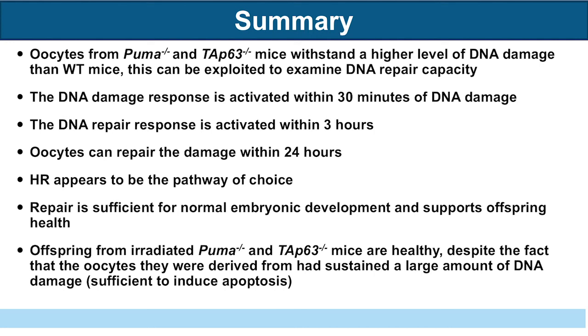It appears that homologous recombination is the pathway of choice, and this is important because this is a high fidelity repair pathway, and that this repair is sufficient for normal embryonic development and can support offspring health. So our offspring from the irradiated Puma and P63 mice are healthy, despite the fact that their oocytes have sustained a really large amount of DNA damage, certainly enough DNA damage to induce apoptosis.